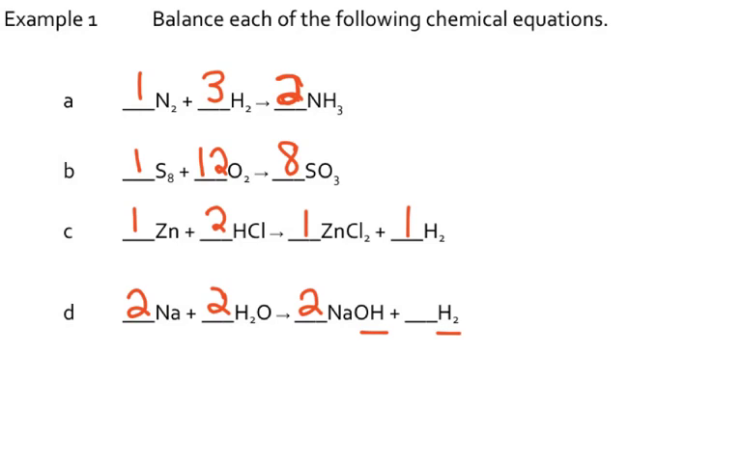Looking at hydrogens now, I have 4 hydrogens on the right. 2 from my NaOH, 2 from my H2. I have 4 hydrogens on the left. So I'm okay. Fill in a 1, and we're good. This is one of the more difficult equations to balance, just because of the fact that hydrogen appears in multiple compounds.